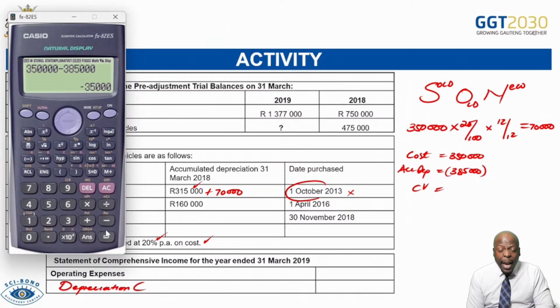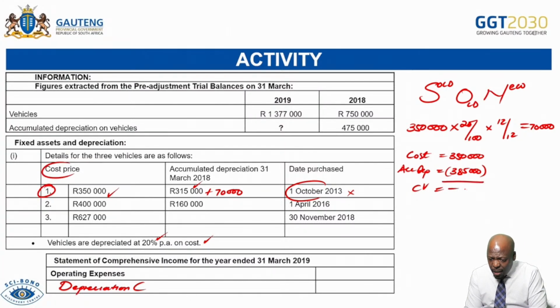That is going to give me a negative 35,000 on the carrying value. That's impossible. An asset that is physical in existence cannot have a negative value in the business books. So that means something is wrong here. That depreciation is wrong. That 70,000 then becomes wrong because an asset cannot have a negative carrying value.